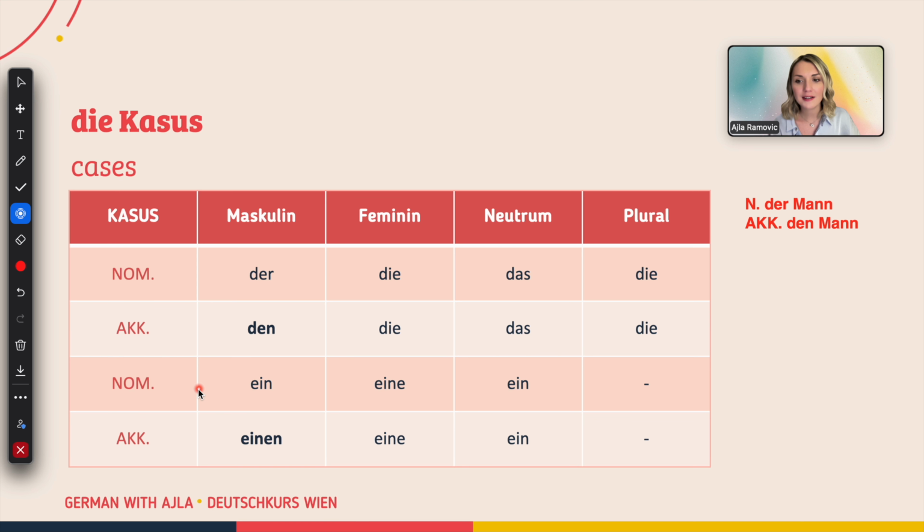The indefinite articles in nominative are for masculine nouns ein, for feminine nouns eine, for neutral nouns ein, and again in accusative, only the article for masculine nouns will slightly change from ein to einen. We are adding the ending n, ein to einen, but everything else stays the same. So for feminine nouns, eine stays eine, and for neutral nouns, ein stays ein. No additional changes are happening here.